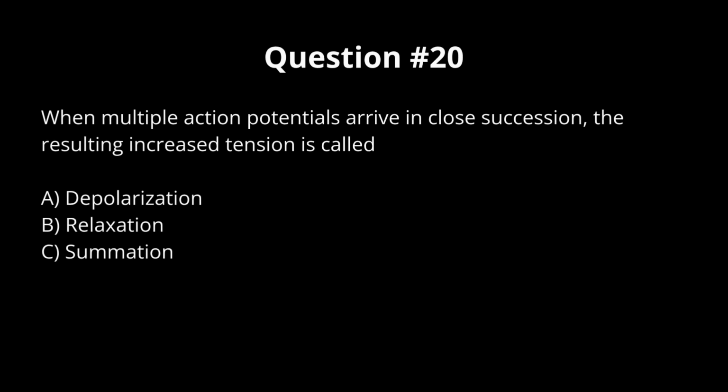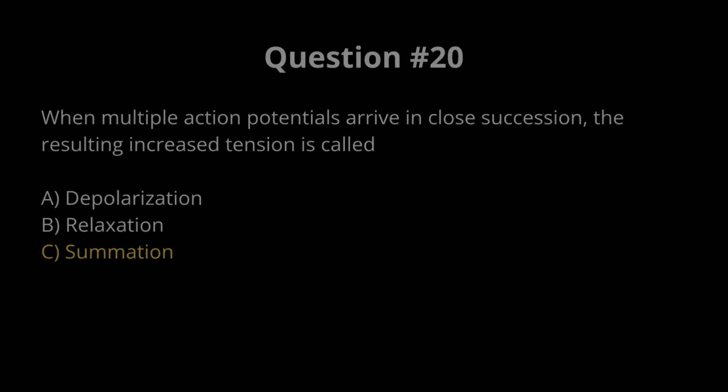Question number 20. When multiple action potentials arrive in close succession, the resulting increased tension is called: A. Depolarization, B. Relaxation, C. Summation. The correct answer is C. When multiple action potentials arrive in close succession, the resulting increased tension is called summation. Successive stimuli lead to greater overall tension because the muscle has not fully relaxed between contractions.